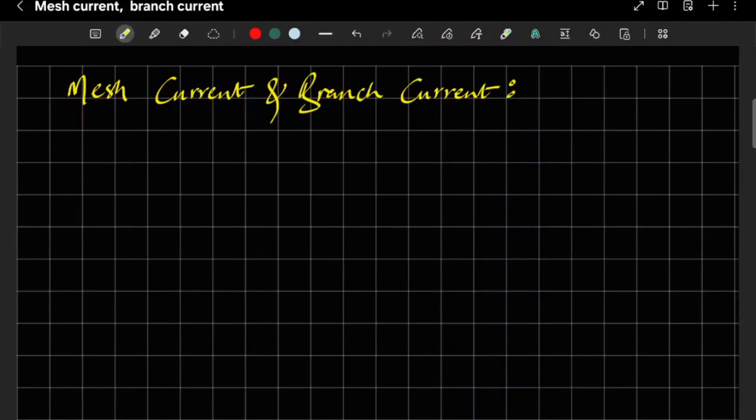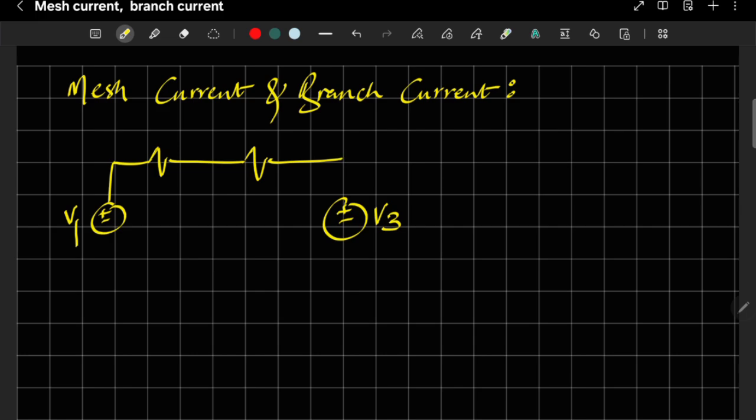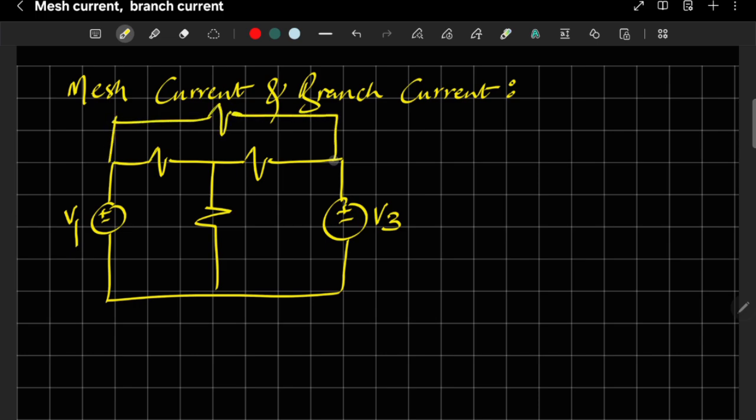Now we'll see what is the mesh current and what is the branch current. Okay, so to explain this one, I will take one circuit like voltage source V1 and voltage source V3. Then the circuit will be like this. So like this we have the circuit.